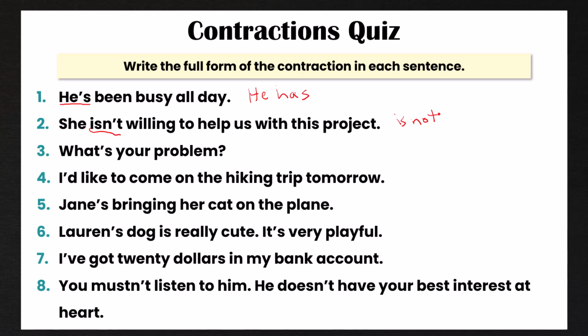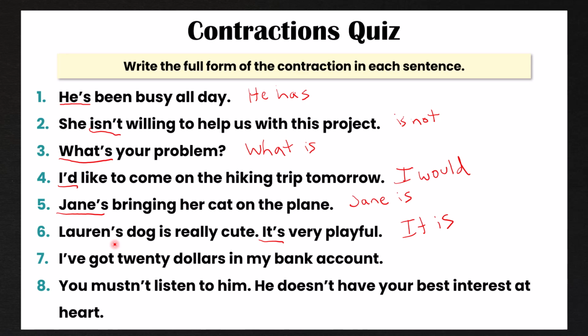Number 3, what's your problem? What's is a contraction for what is. Number 4, I'd. I'd is a contraction for I would. Number 5, Jane's. Jane's is a contraction for Jane is. Jane is bringing her cat. Now number 6 only has one contraction. It's. It is very playful.